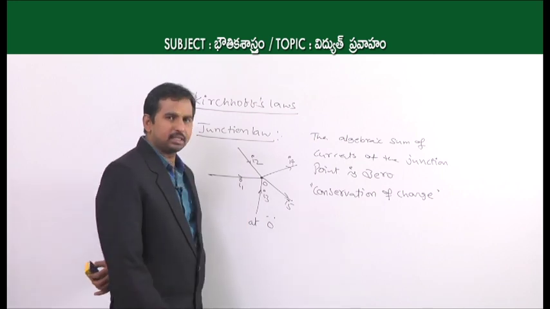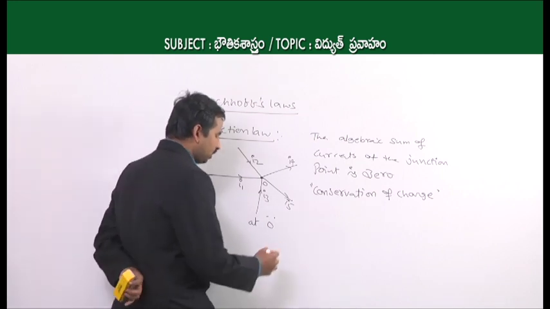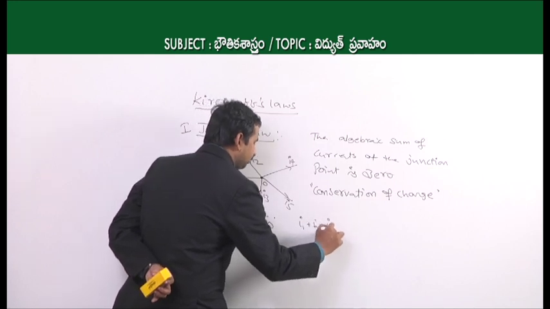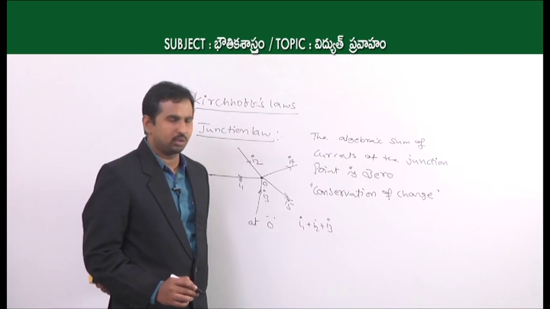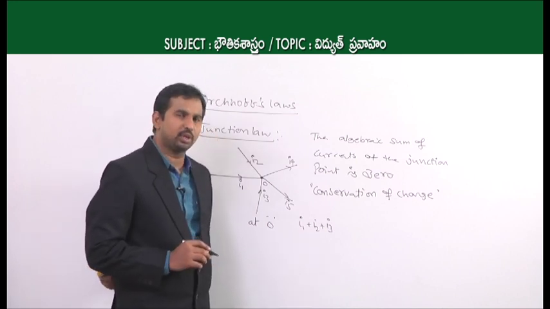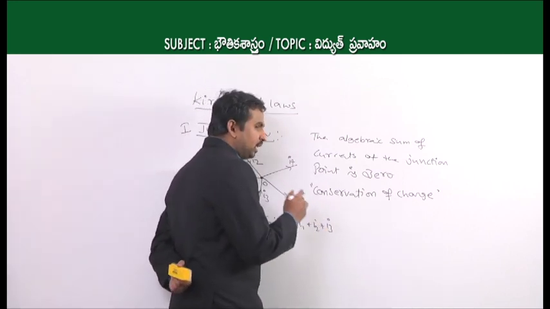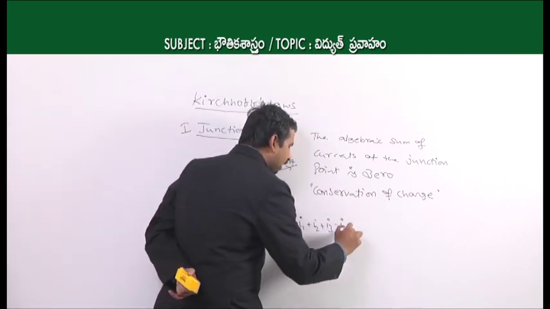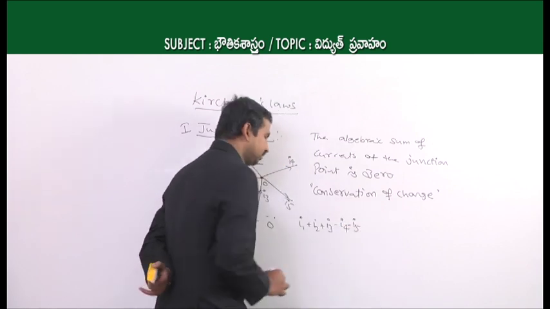The incoming currents are 3 in total, which are I1, I2, I3. Take those as positive, and the leaving currents, I4 and I5, we take as negative, which is minus I4 minus I5.